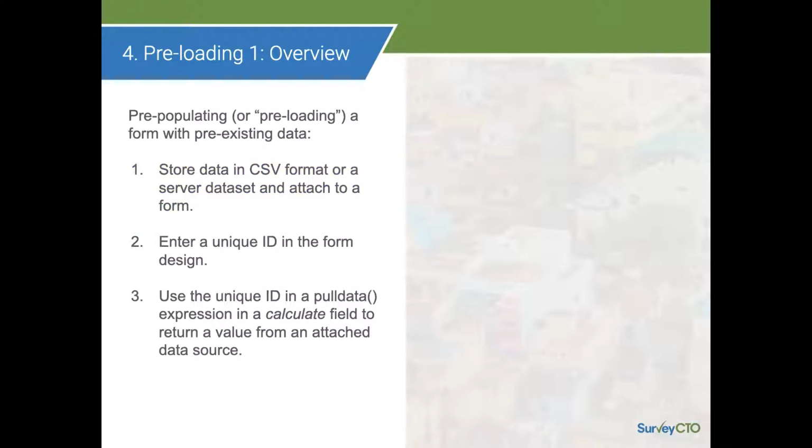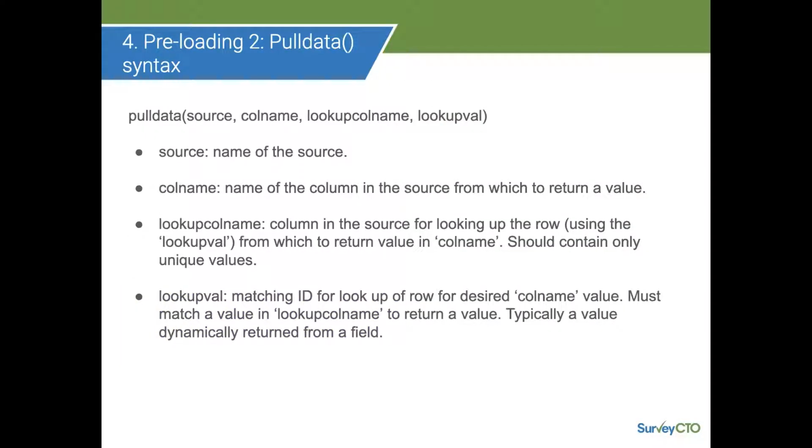In the form design, you'll capture a unique ID, which is used in pull data expressions and calculate fields to return values from that attached data source. So this is the syntax of the pull data function. And it takes 4 arguments, or instructions, if you will.